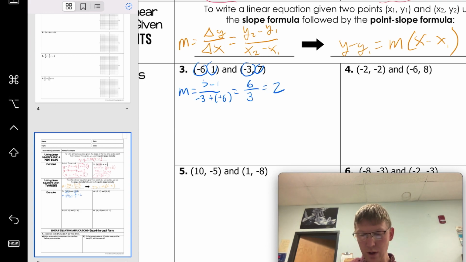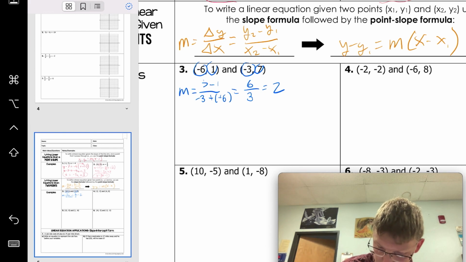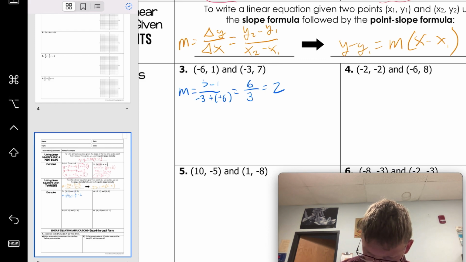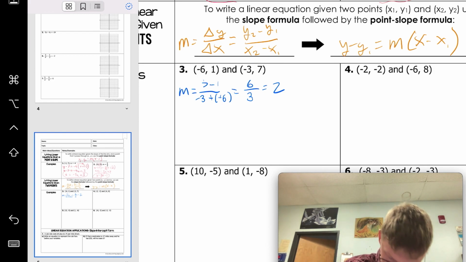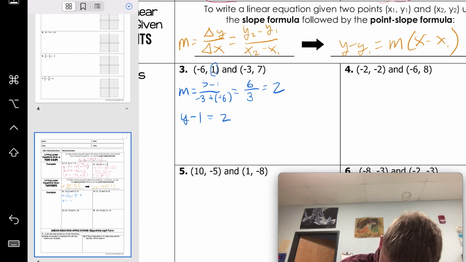So now that we know the slope, we can use our other formula there. And you can just, again, pick one of the points. Doesn't matter which one you use. So I will just use the first one. Clear some of that stuff off so I can see it again. And we're going to go, y minus y1 equals our slope, times x minus x1. So then we solve.